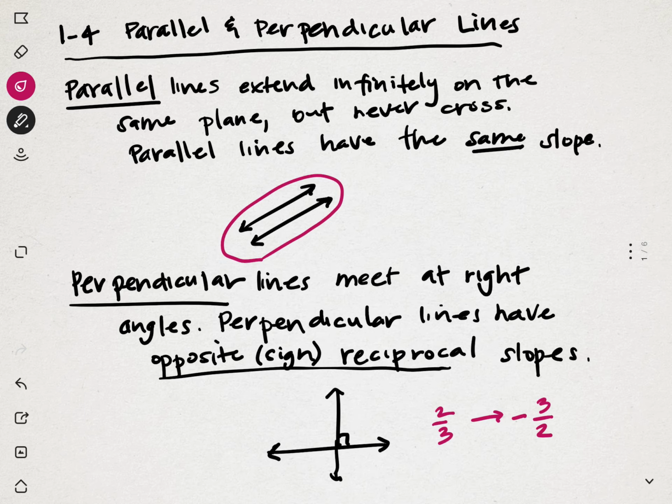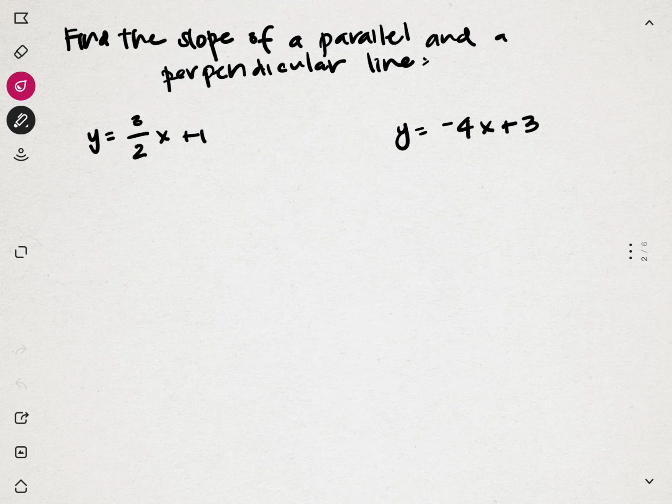And then parallel lines have the same slope. That's pretty self-explanatory. If one line has slope 1/2, then the parallel line to that would also have the same slope. It would be 1/2. Alright, so let's look at what this looks like algebraically. It's asking us to find the slope of a parallel. So first thing, we gotta find a parallel, and then we have to find a perpendicular line to each of these lines given.